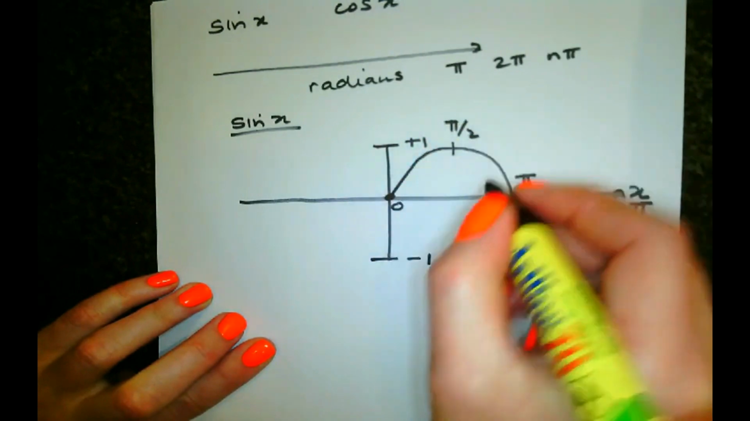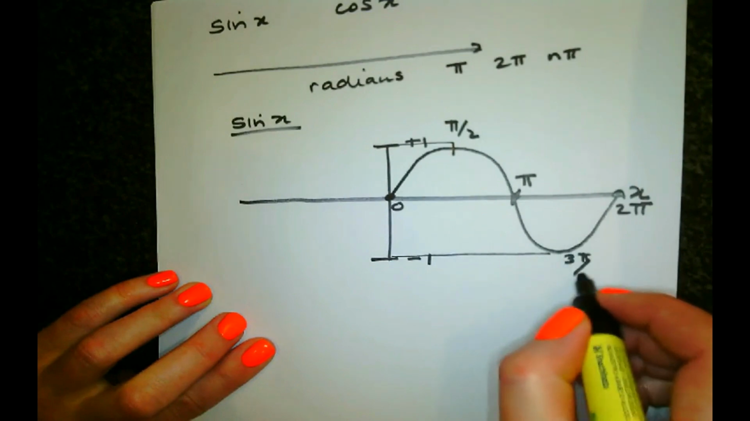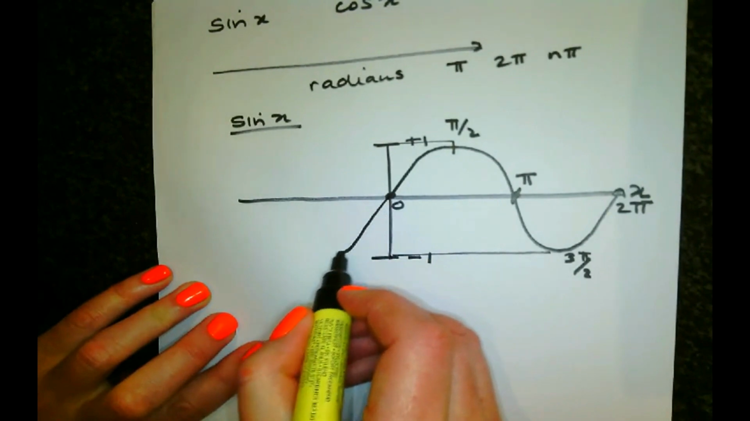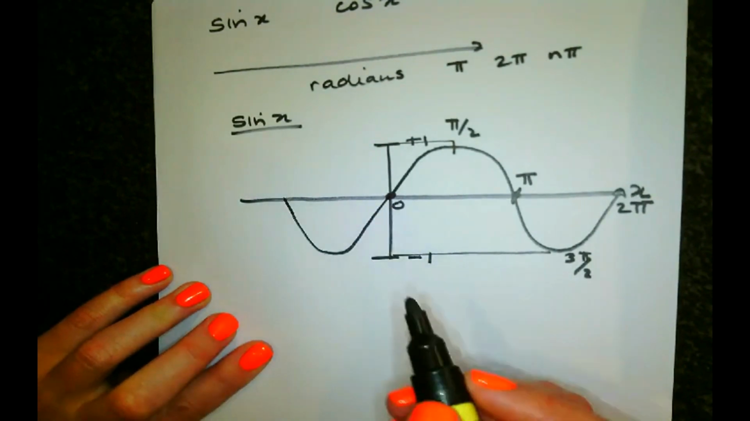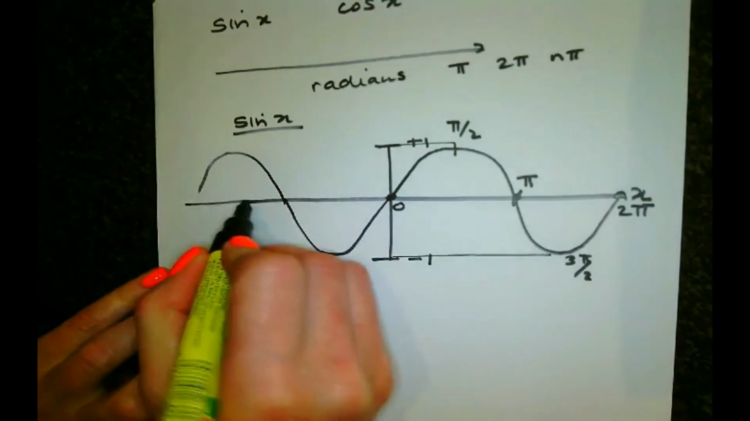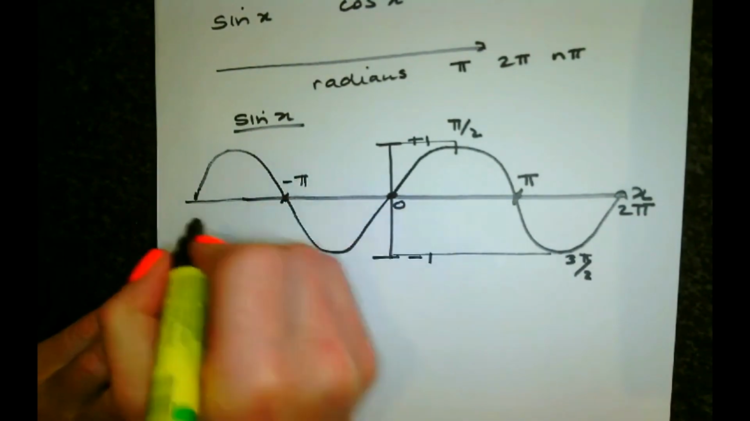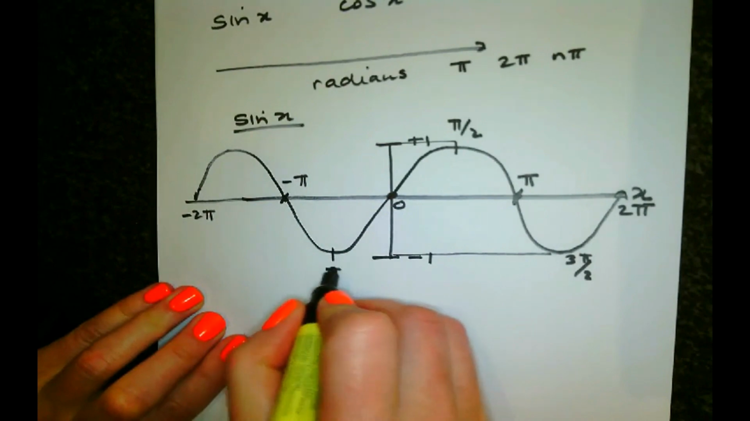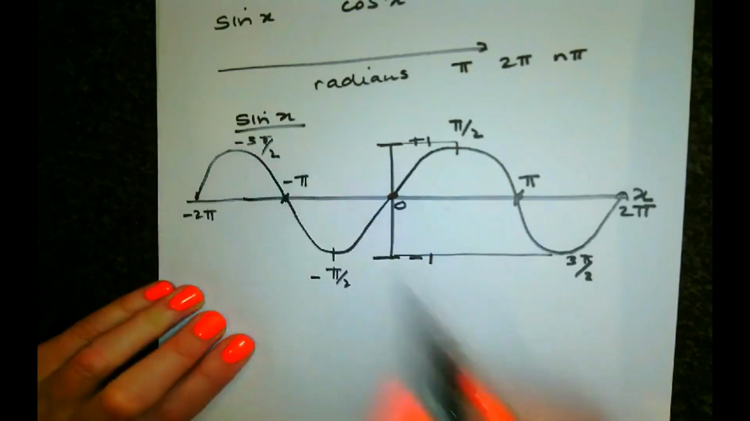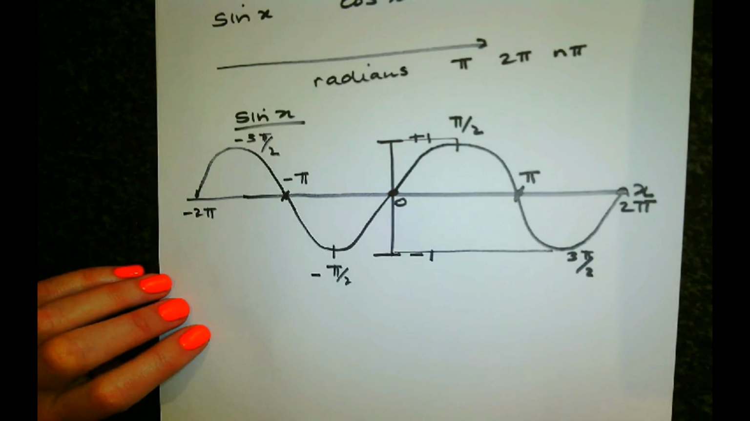At pi over 2, it is 1. And at 3 pi over 2, it is equal to -1. And of course, it repeats on the other side of the 0 value on the x-axis. So that would be -pi, -2 pi, -pi over 2, -3 pi over 2. So you must know the shape of the sine function.